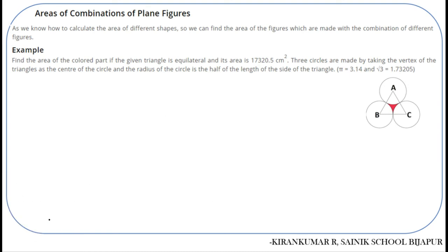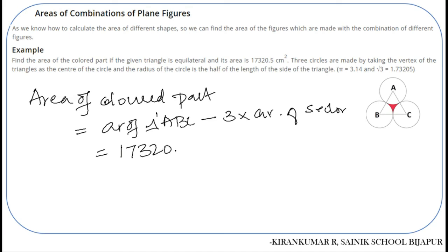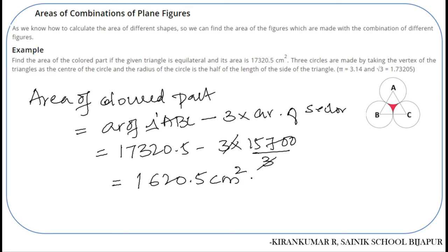So now the final result: area of the colored part will be equal to area of triangle ABC minus 3 times the area of one sector. So we get 17320.5 minus 3 times 15700 upon 3. This 3 gets cancelled. We'll be getting 1620.5 centimeter square.